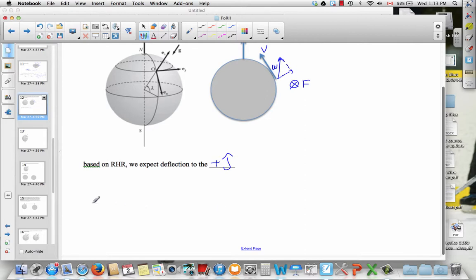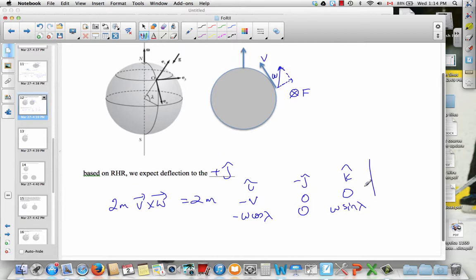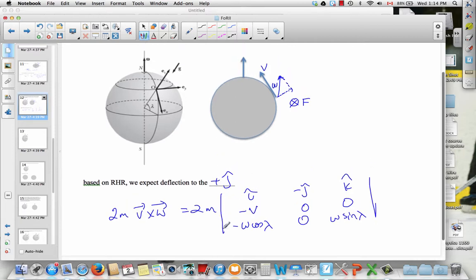So just by doing a cross product with our hands, we expect a deflection in the plus j. Well, let's actually do the cross product then. So the Coriolis force will be 2m v cross omega. So that's 2m, and we set up the determinant method for doing the cross product. These are our velocity components. It's in the negative i direction. And then this is the value of omega in our local coordinates on the surface of the Earth.